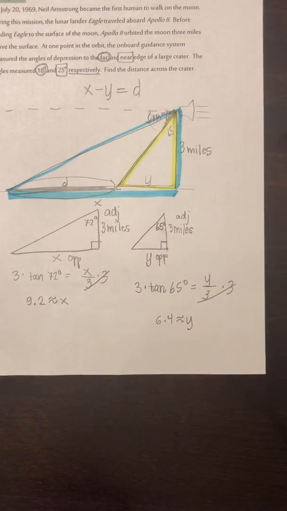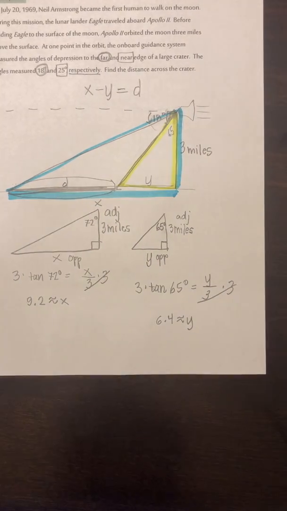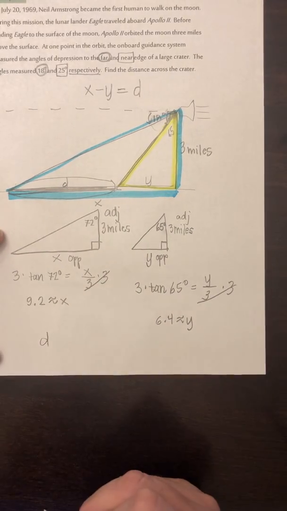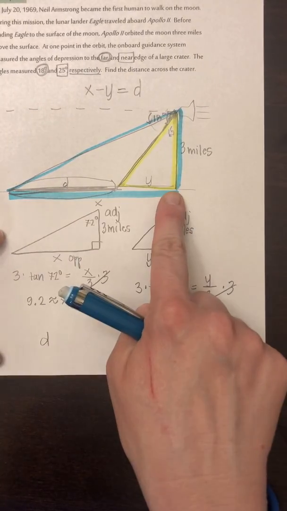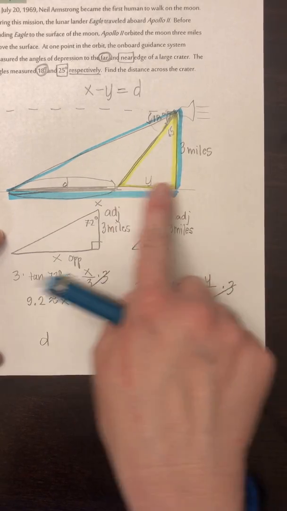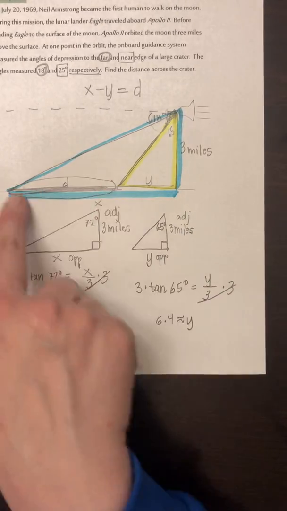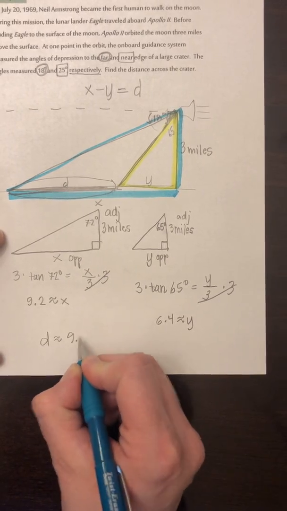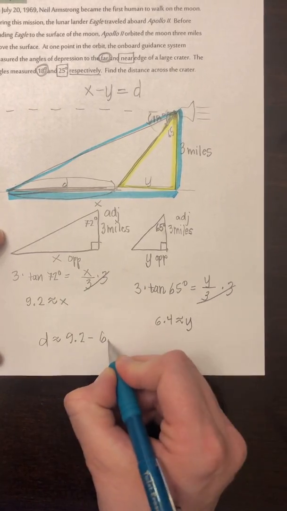Now this is all great math work, but it doesn't answer the question. Remember, the real question is find the distance across the crater. And earlier we said if we could find the whole piece and subtract away this amount over here, then that will give us the distance across the crater. So we're going to have 9.2 minus 6.4.